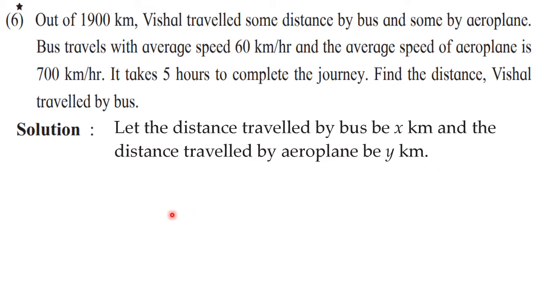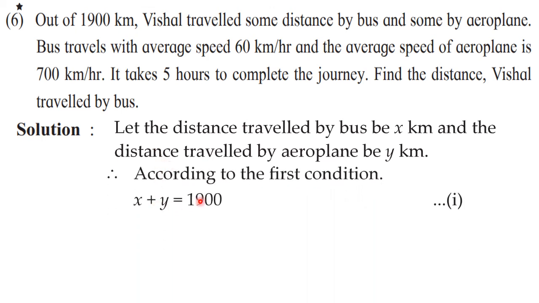Okay. Now we have to frame two equations by using the conditions. Now see here, total distance 1900 kilometers is given and some distance is covered by bus and some by aeroplane. So by using this first condition, we can write down equation 1 very easily. Distance traveled by bus plus the distance traveled by aeroplane is 1900 kilometers. That means x plus y is equal to 1900. This is our equation 1 which we got very easily.